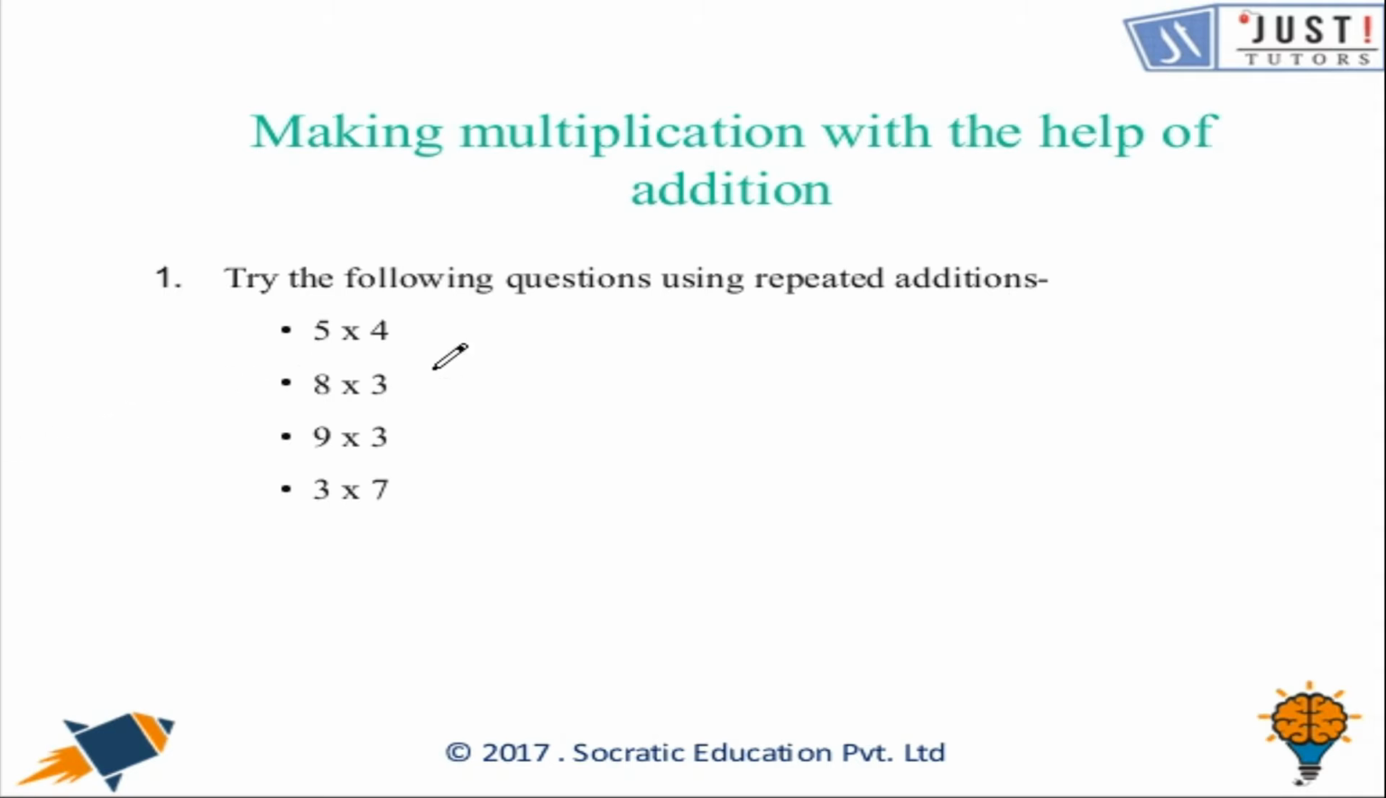Now, try the following questions using repeated addition. Let's try question number 1. 5 times 4 means what? 4 lots of 5. So 4 lots of 5 is here. Let's repeat them 4 times and then add them, which is equal to 20. Similarly, try the other 3 questions by pausing the video.